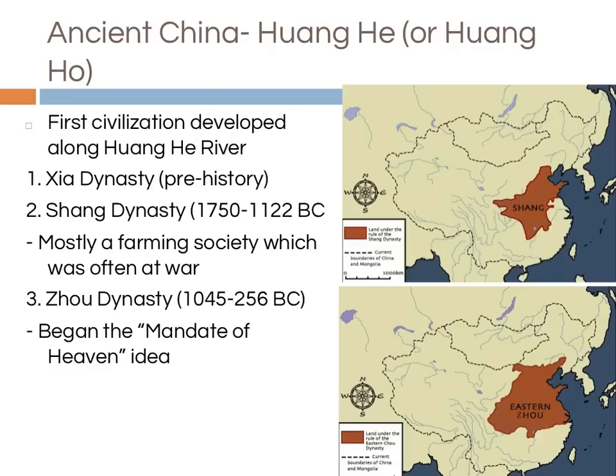The Shang is the early farming society, similar to what's going on in Mesopotamia and ancient Egypt. All right, so the Shang was mostly a farming society that developed along the Huanghe River. The next one is the Zhou. So if you look at this word, it looks like Zhao, but it's actually pronounced Zhou. This is the longest of all the Chinese dynasties ever in history, and they began the mandate of heaven idea, which I'm going to talk about on the next slide.